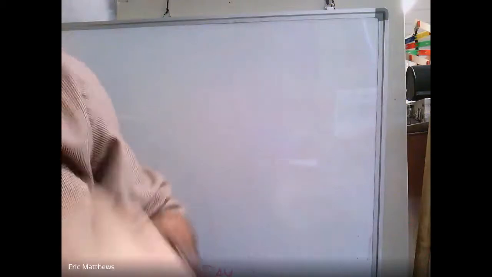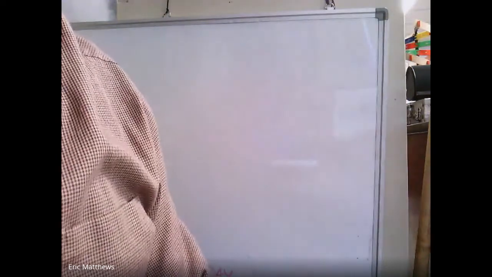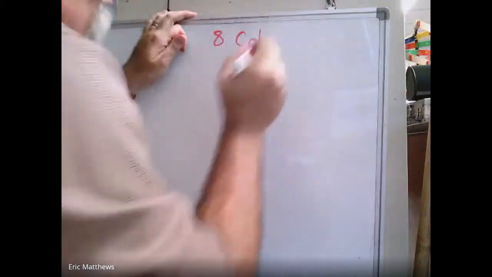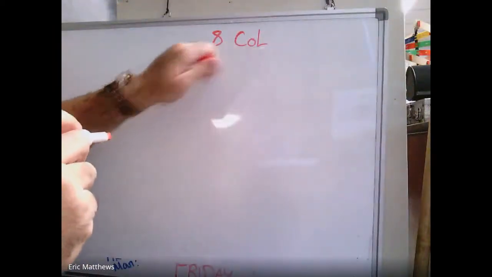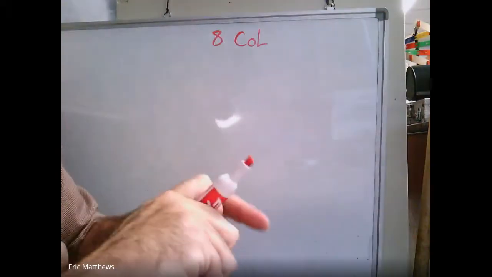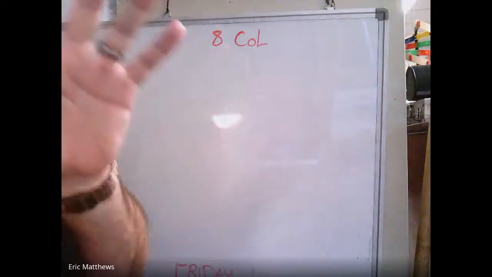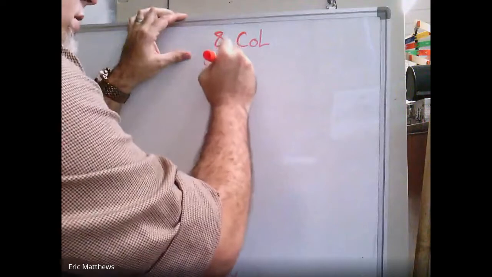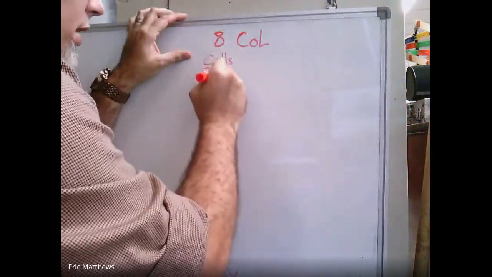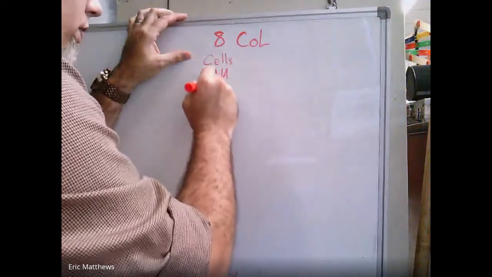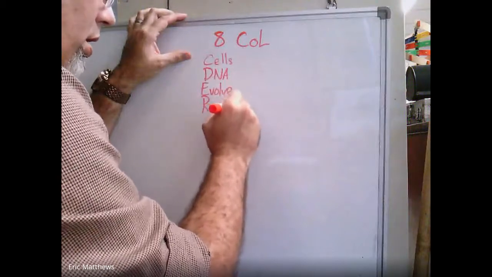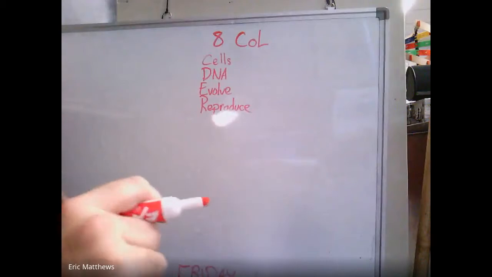So now we get to move on to the second major thing that we did. Our 8 characteristics of life. COL, characteristics of life. Okay, so remember, you must know all 8 of these. First, let's start with the easy ones, the ones that everybody can name, right? All living things must be made of cells, must have DNA, must evolve, must reproduce. Right? That's half of them.